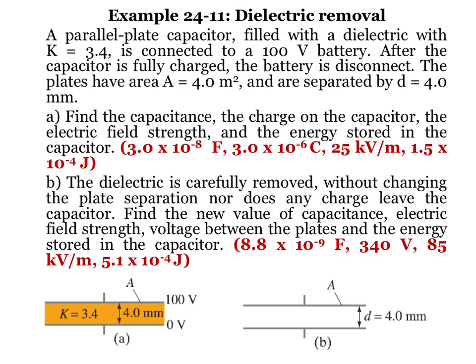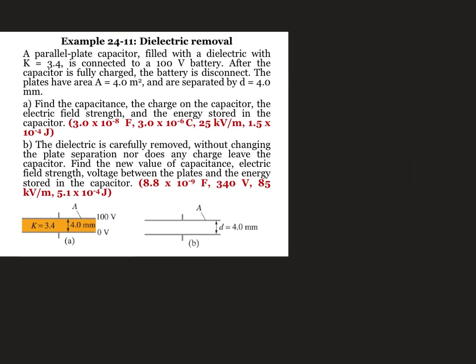Okay, this one is basically the calculation questions. We are going to answer the first one. First thing first, you need to understand the situation. The capacitor is filled with a dielectric material with a factor of 3.4 and is connected to a 100-volt battery. After the capacitor is fully charged, the battery is disconnected. The plates have area A and are separated by D. Find the capacitance, the charge, the electric field, and the energy stored.